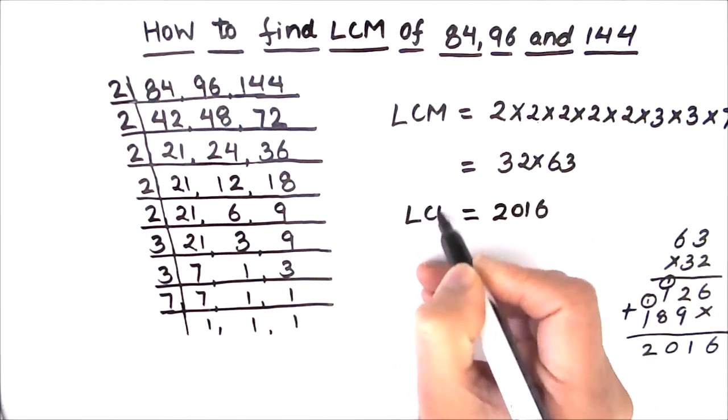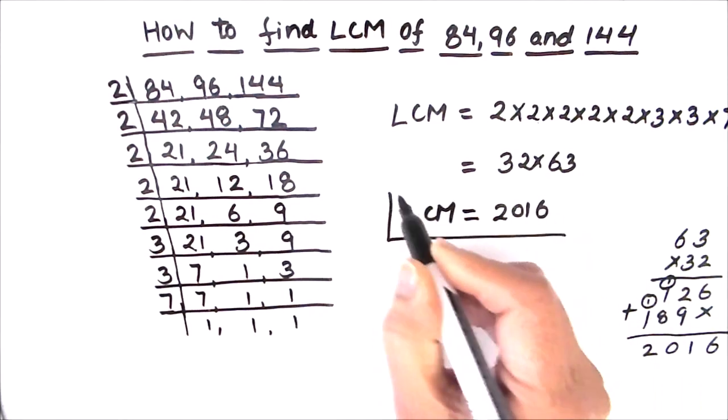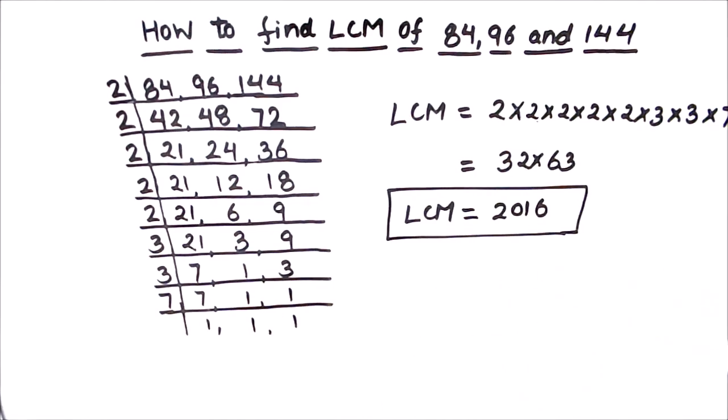So the LCM of the three numbers is 2016. So this is how we find the LCM of three numbers using the prime factorization method. I hope this video is helpful to you.